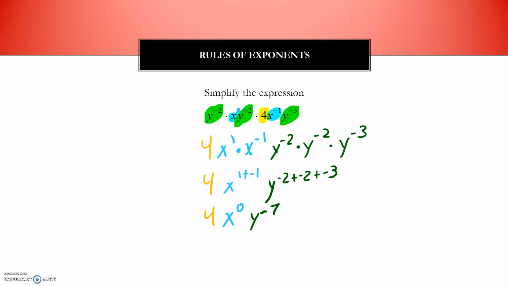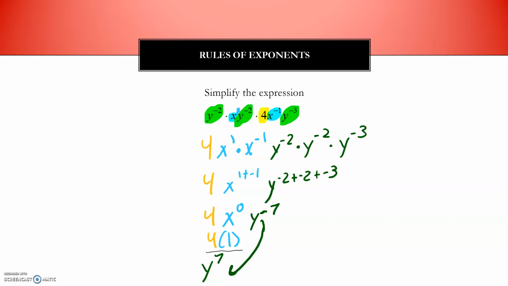X to the 0 becomes 1. So that would be 4 times 1. And you don't have to write that. If you want to just make it go away, that's fine. Negative exponents are not allowed. So I have to move that. We should think of this as being 4x to the 0, y to the negative 7th over 1. So I have to drop it down. Y to the positive 7th goes now into the denominator.